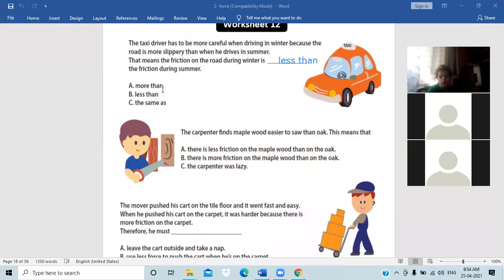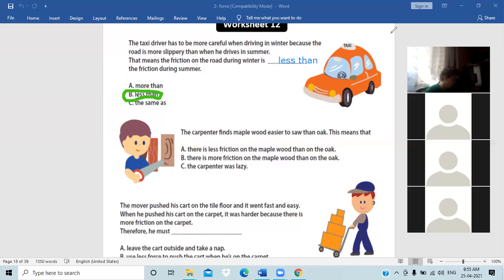Thank you, Ayman. Alia Gamal, I want you to do the next question. The carpenter finds maple wood easier to saw than oak. That means that there is more friction on the maple wood than the oak wood, or the carpenter was lazy. What do you think is the answer?